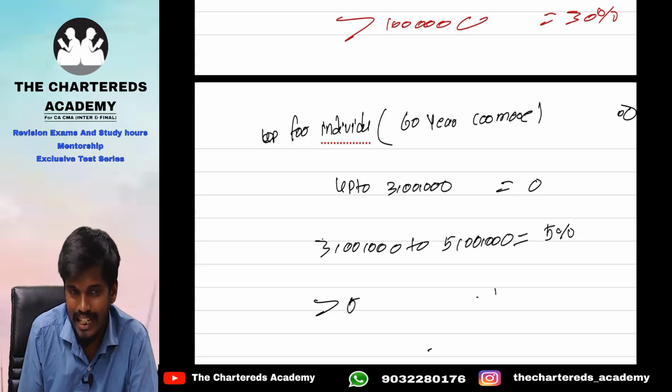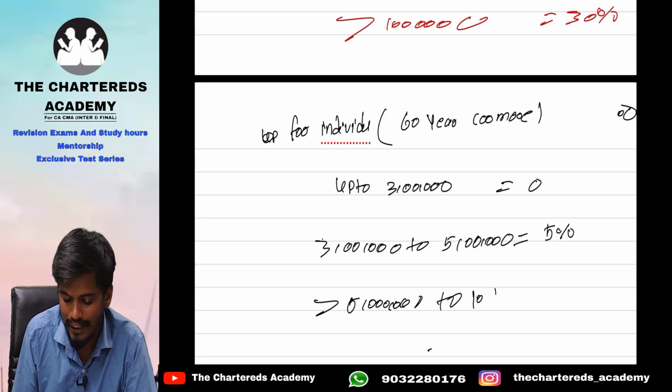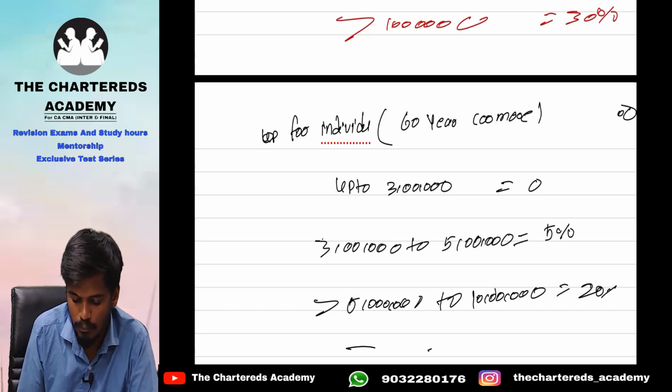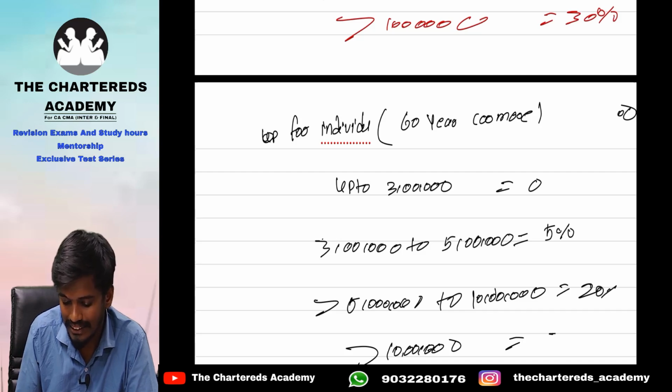More than 5 lakhs to 10 lakhs, as usual, your tax rate is 20%. More than 10 lakhs, your tax rate is 30%.